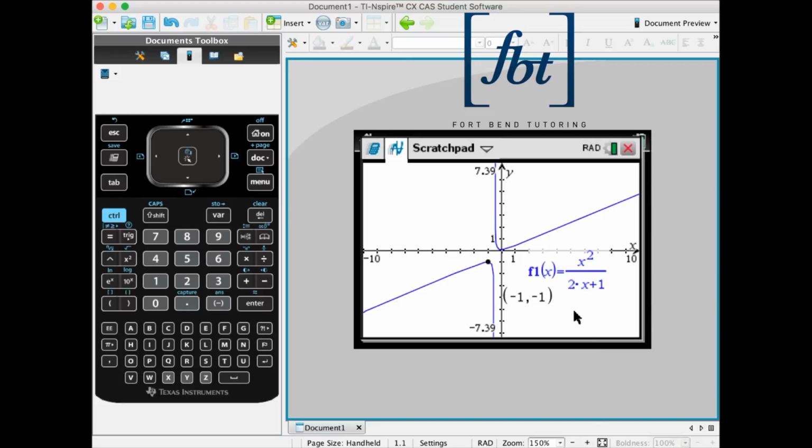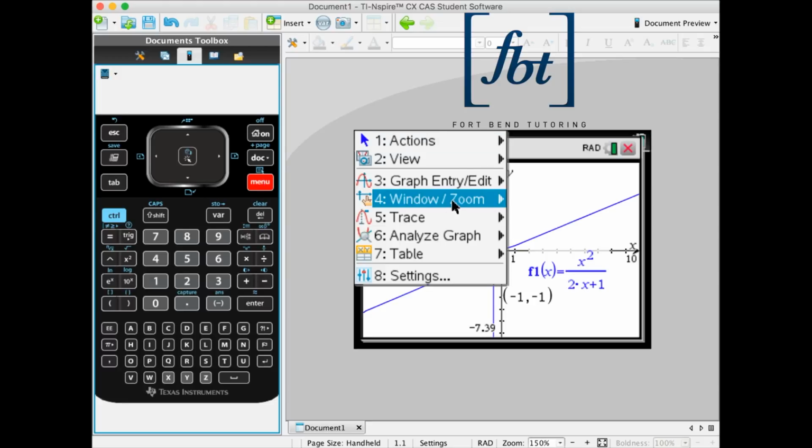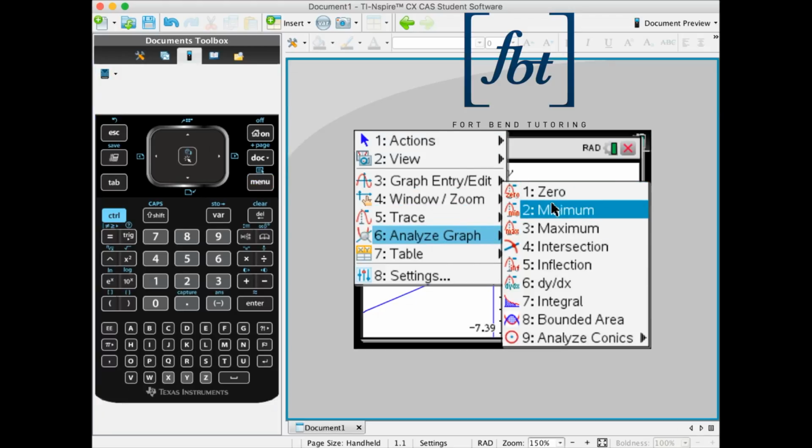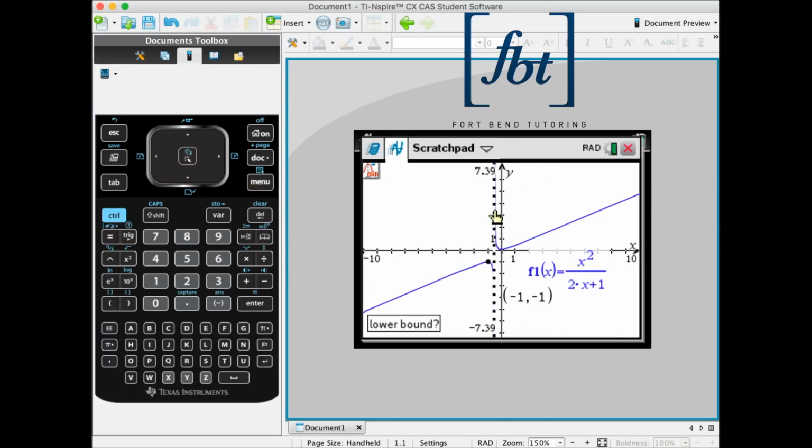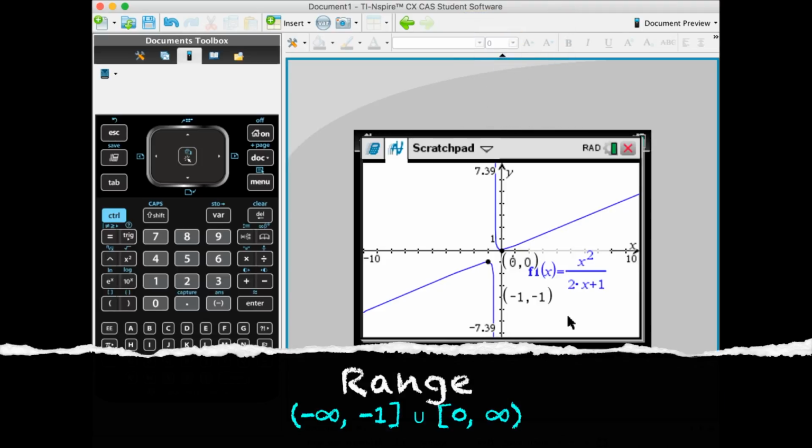Then what you'll want to do in order to find out the point where it picks back up, you'll go to menu, then go to analyze graph, you'll go to minimum, and then you'll set up your lower bound and higher bound here, and we find that we have a minimum value of 0, 0. So values between -1 and 0 will not be available for this function here. They'll be excluded from the range. So we'll write that as -infinity to -1 union 0 to +infinity.